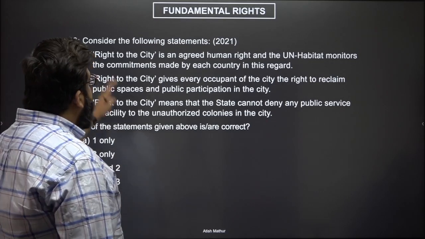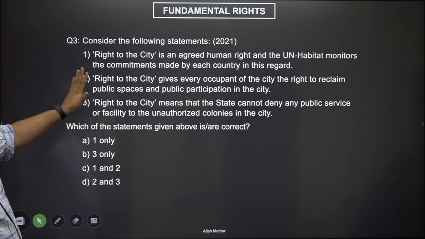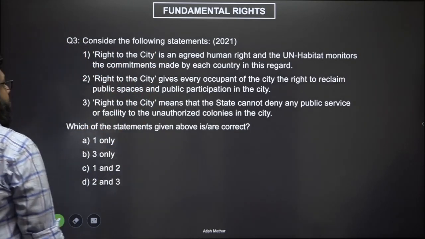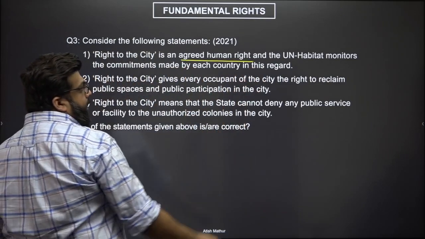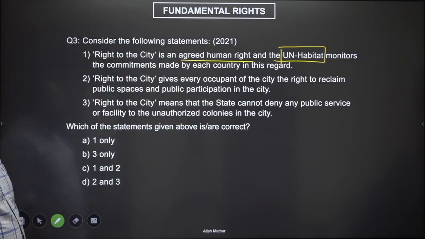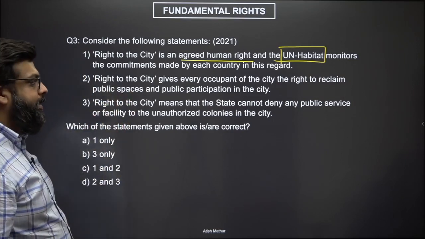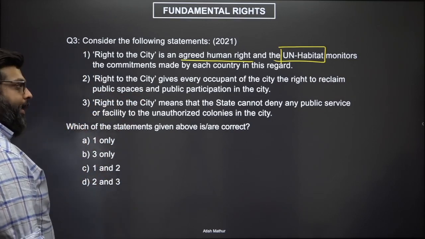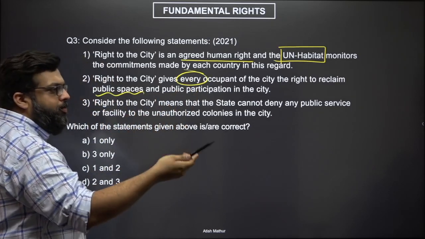Consider the following statements with respect to right to the city. You see, you can still get around to it. Again, a question that you should only attempt in the second round of you trying to solve a question. So, the right to a city is an agreed human right, and the UN Habitat monitors the commitments made by each country in this regard. The right to the city gives every occupant of the city the right to reclaim public spaces and public participation in the city. Every occupant to reclaim public spaces, which means to use public spaces.